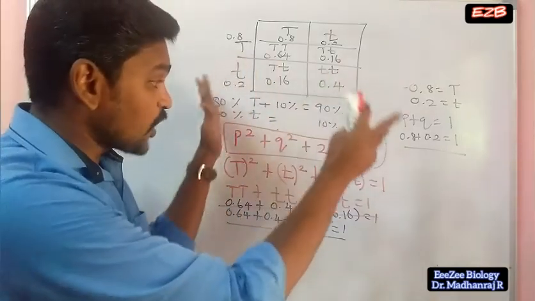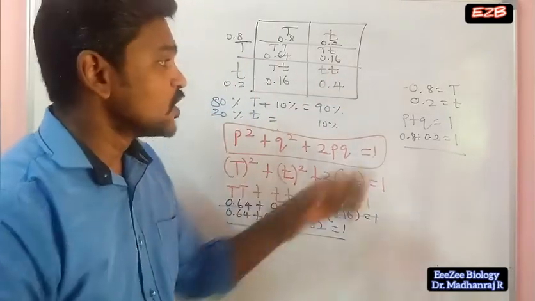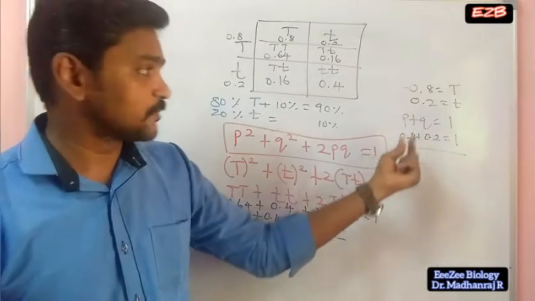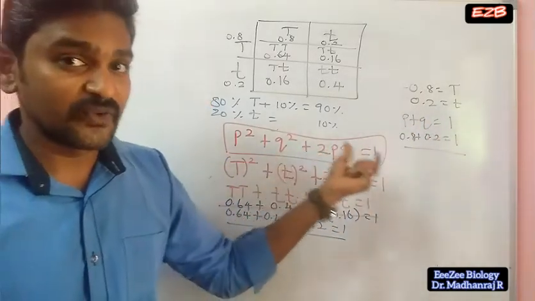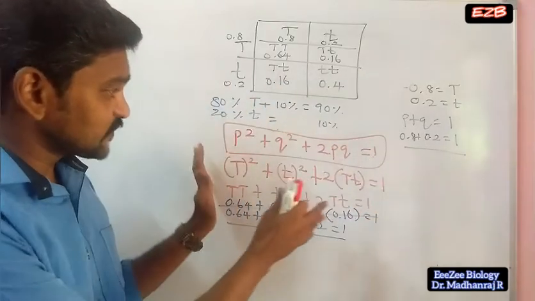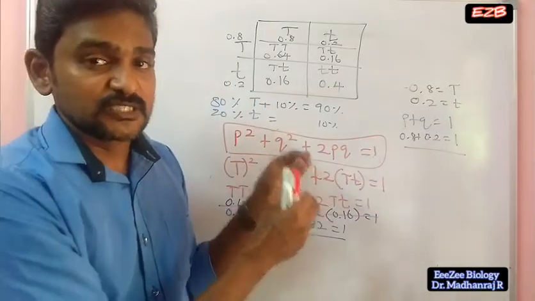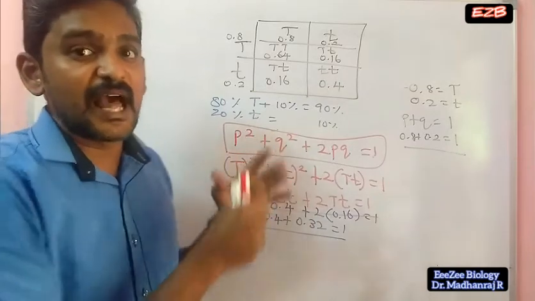So this is about the Hardy-Weinberg Equilibrium. Very simple. Only 2 equations you have to keep in mind. This is for allelic frequency and this is for genotypic frequency. So in this way you will be getting many problems. Simply you can substitute here and you get the answer.